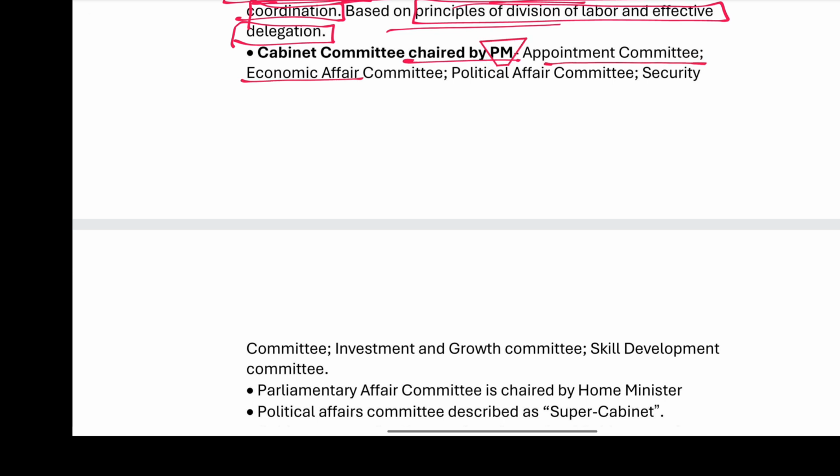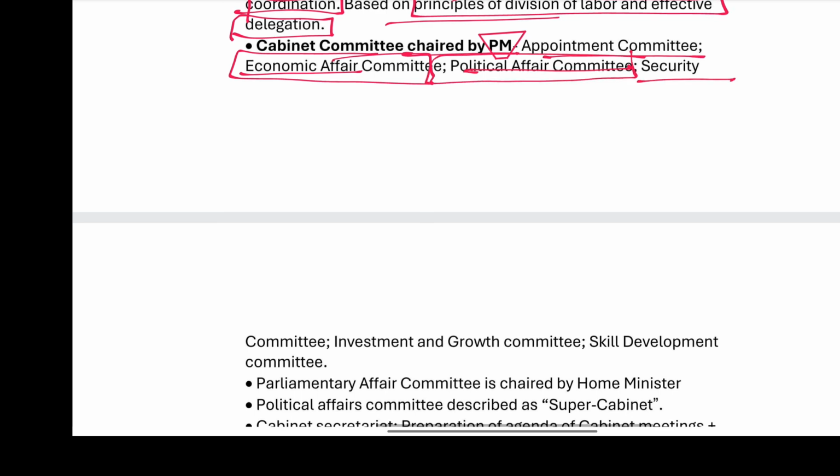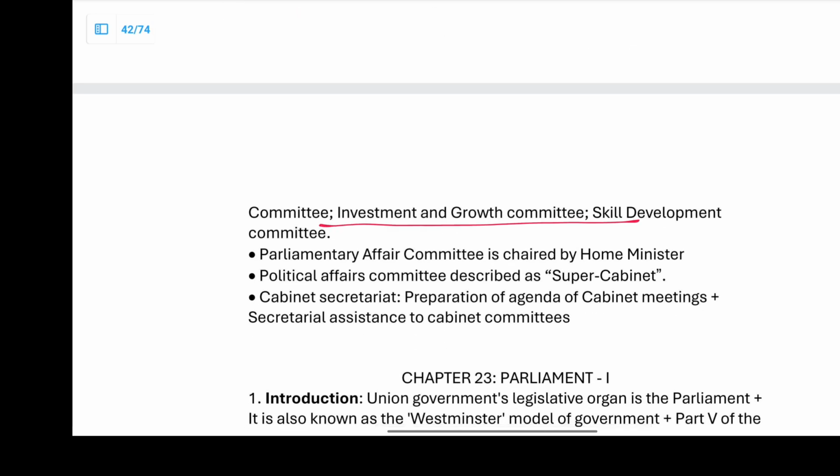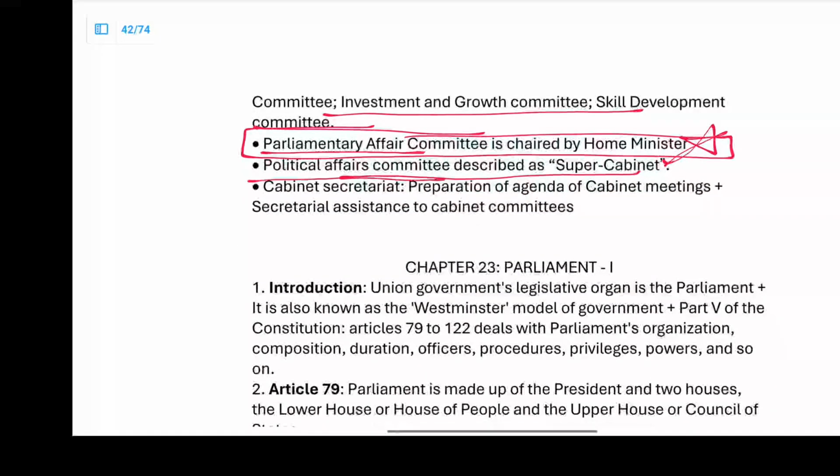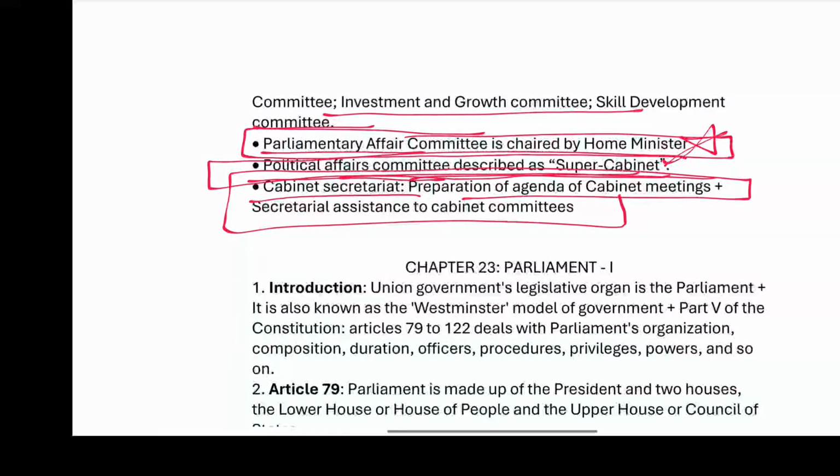So the Appointments Committee, Economic Affairs Committee, Political Affairs Committee, Security Committee, Investment Growth Committee, Skill Development Committee. The Parliamentary Affairs Committee is chaired by the Home Minister. There are a few committees in the Cabinet Committee as well, which are headed by other ministers, such as the Home Minister. Right. The Political Affairs Committee is described as the Super Cabinet. The Cabinet Secretariat handles the preparation of the agendas of the Cabinet meetings and provides secretarial assistance to the Cabinet committees.